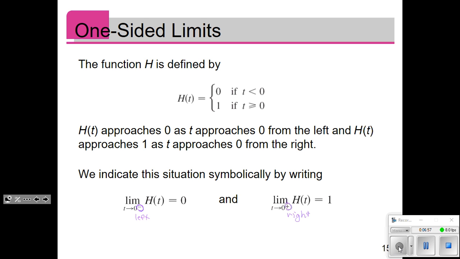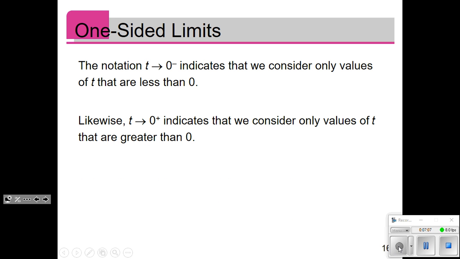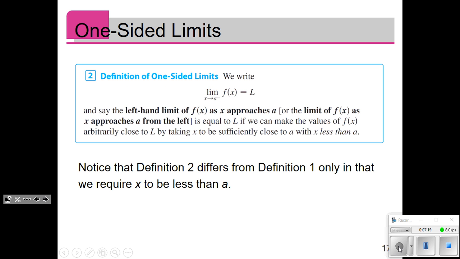Okay, on a piecewise function, you can have different limits if you're coming from different directions on one of the endpoints of those domains. So this is our left and right limit. So it says the notation t approaches 0 minus indicates we consider only values of t that are less than 0, and t approaches 0 positive indicates that we consider only values of t that are greater than 0. Again, in my mind, I'm a picture person. I like to think of it as approaching from the left, approaching from the right.